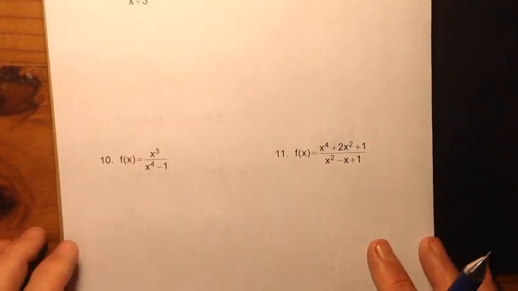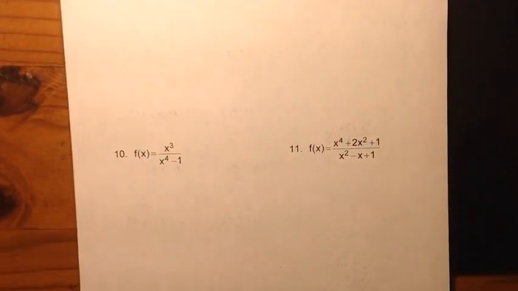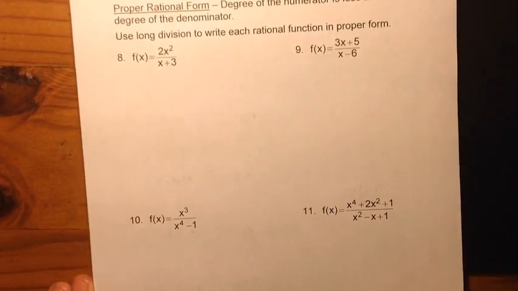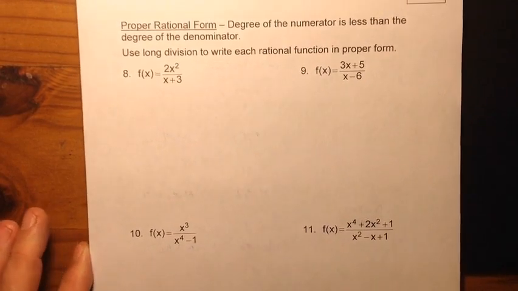Alright, finally, last thing. Proper rational form. In proper rational form, the degree of the numerator is always less than the degree of the denominator. So we're going to use long division to rewrite any rational function in proper form if necessary. And all 4 of these will be necessary. Okay? So let's look at number 8.